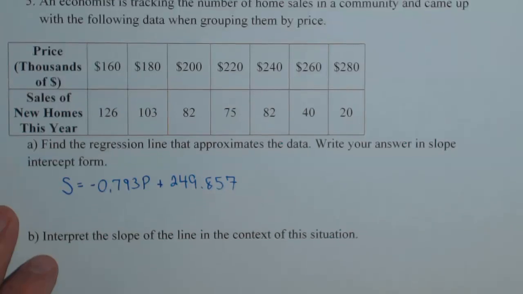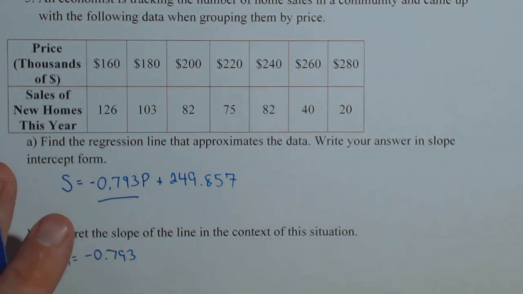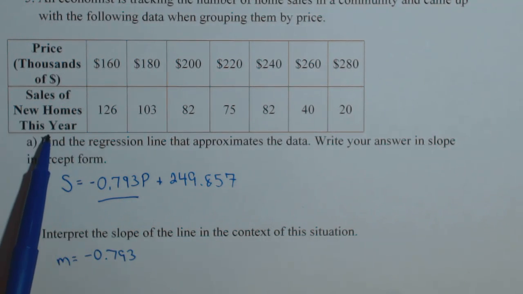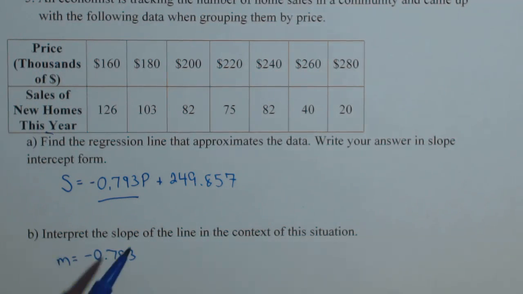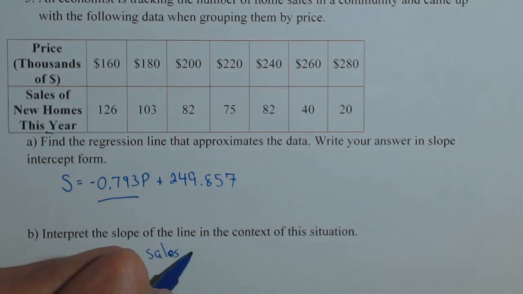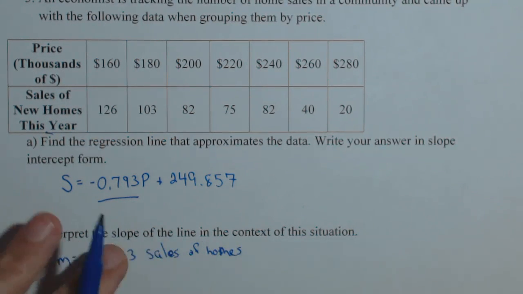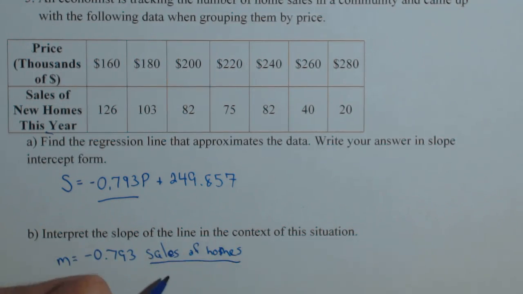Now let's talk about interpreting this in the situation. So the slope is right here. So the m is the negative 0.793. And let's think about the units before we deal with the interpretation. It's going to be change in output units per unit change in input. So what's happening is this output is going to be sales of homes, because that's the output unit. Let's kind of make a note of that.